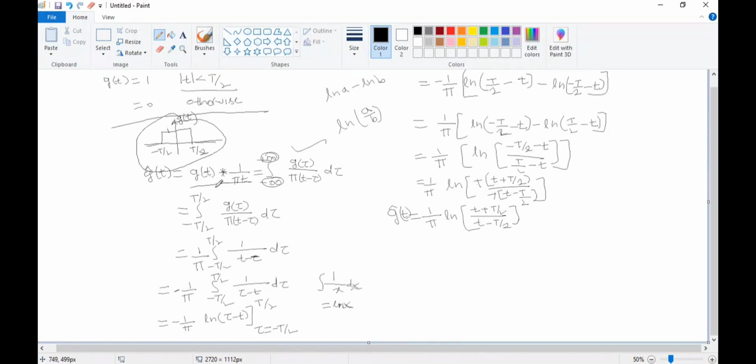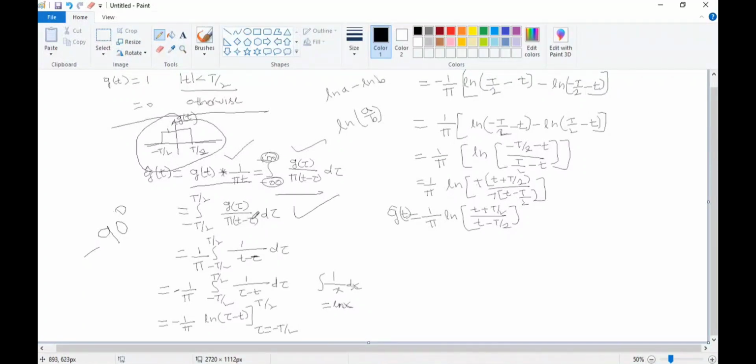For g cap of t, I have the formula: g of t convolved with 1 by pi t, which is equal to the integral from minus infinity to plus infinity of g of tau divided by t minus tau d tau. I'm not directly using the shift of minus 90 degrees because it is a non-sinusoidal signal. Either I can use this convolution formula or go with the frequency domain. Since the value from minus t by 2 to t by 2 is 1, I can easily do it using the integral formula.